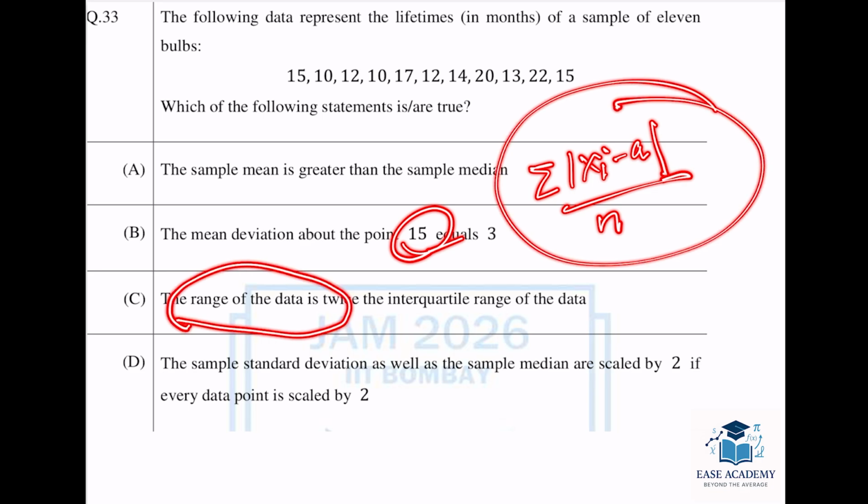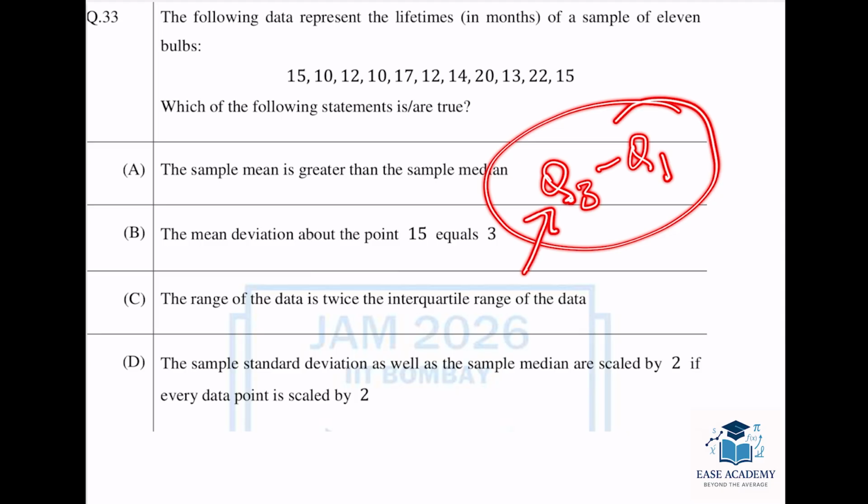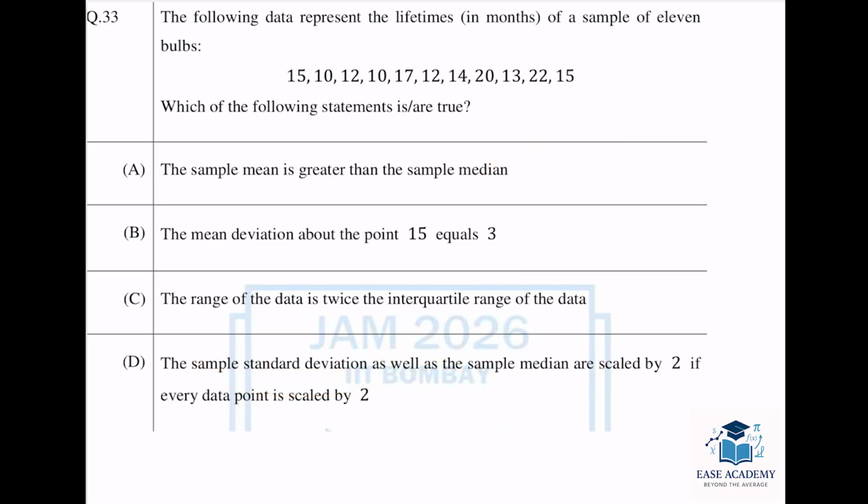Next we have the range. Range is basically the difference of the observations, that is maximum minus minimum observation. This is range. Next is interquartile range. Interquartile range is basically Q3 minus Q1, where Q3 is the third quartile and Q1 is the first quartile. And next we have the sample standard deviation as well. Then we have to compare the sample standard deviation with the sample median. Okay, now let us find the solution.